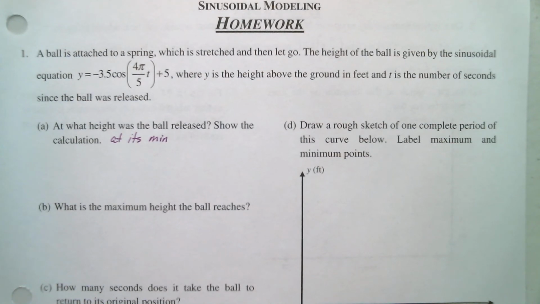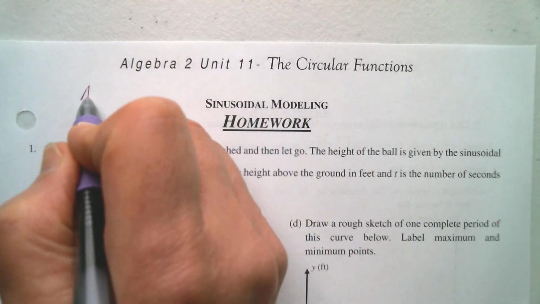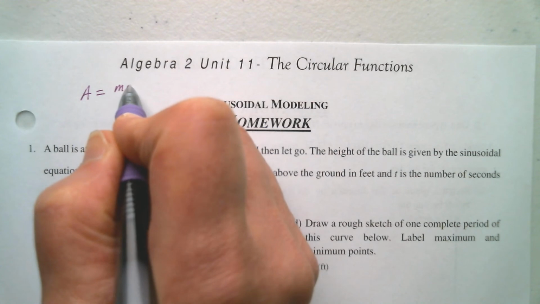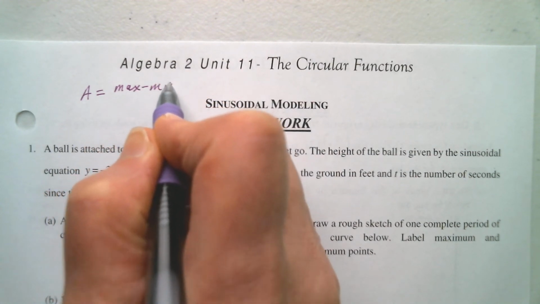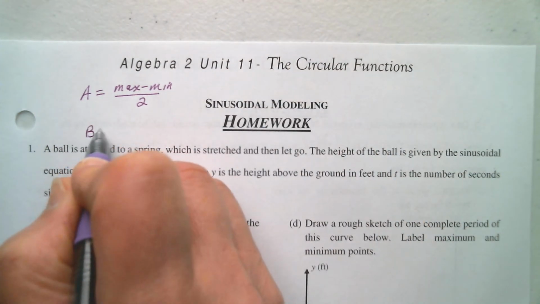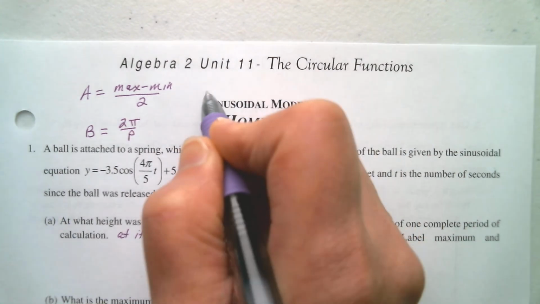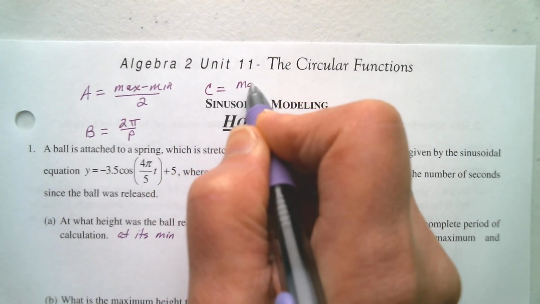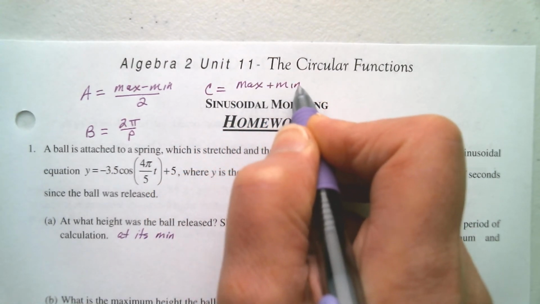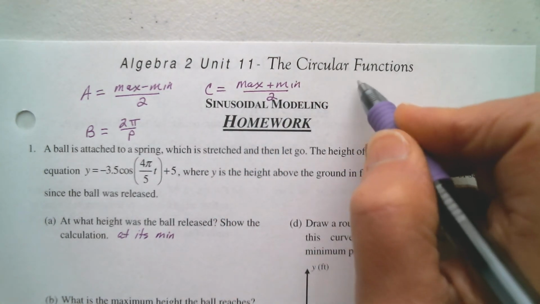Yeah, we have a lot of things we have to put up here. We know how to get A. We've had a lot of practice with that. Max minus min divided by 2. We know how to get B. It's 2 pi over P. We know C is max plus min divided by 2.